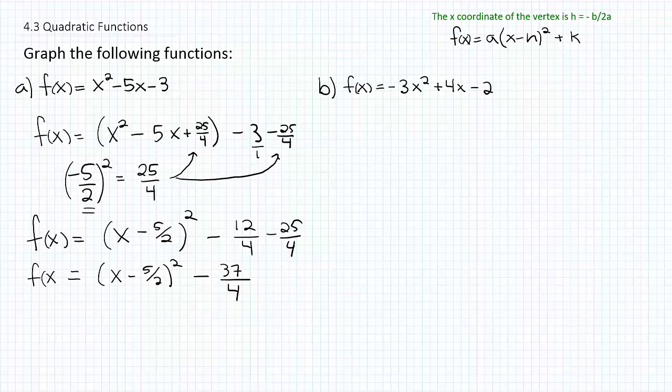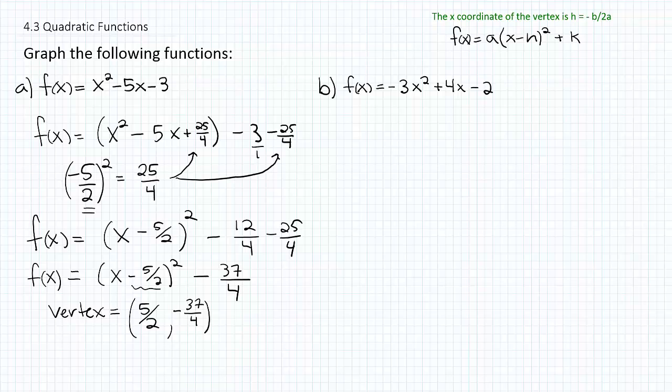It's basically the same function we had before, it's just rewritten, right? And the reason why that's helpful is because now I can tell you where the vertex is. I can tell you that the vertex of this parabola is basically at positive 5 halves. Remember that we take the opposite sign of the piece that's in the parentheses, right? So 5 halves for the x-coordinate of the vertex, and then negative 37 over 4. Not the best points for a vertex, but they are what they are.